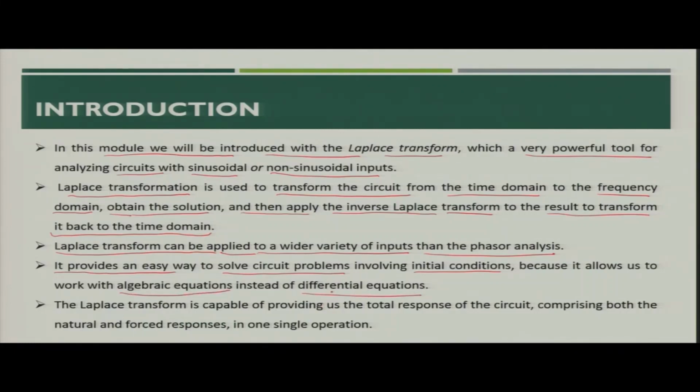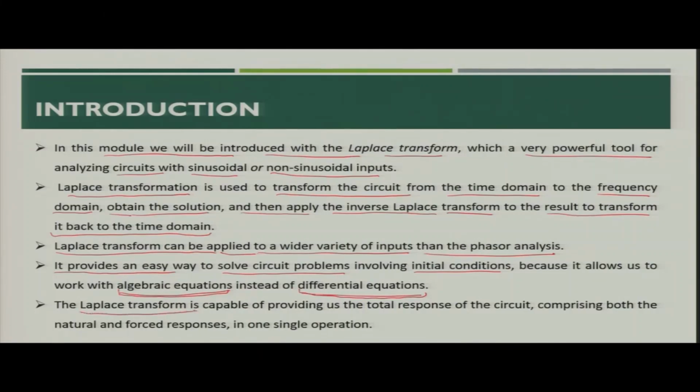So, when we were discussing the RLC circuits, we saw that there were differential equations we compiled, and we were trying to solve those differential equations. The differential equation solution becomes a little bit complex, while the algebraic equations are easier to solve. So, the advantage of having the Laplace transform is that the differential equations which come up in the circuits can be easily converted into algebraic equations, and we can solve them easily.